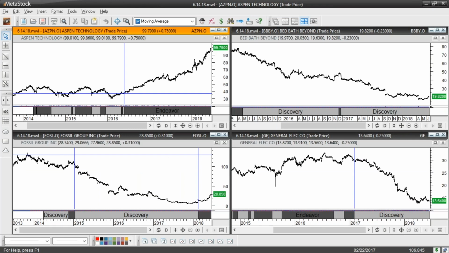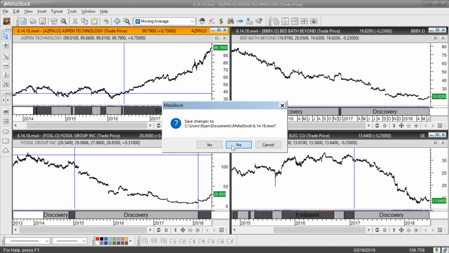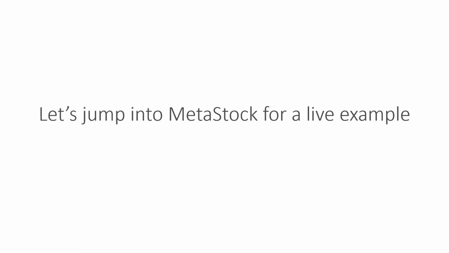Okay, so by now, I think you get the general point. When price is in Endeavor, it's likely to trend up, and when it's in discovery, it's likely to trend down or consolidate at its low. So I'll get rid of these charts. Don't want to save my changes. Let's jump back into Metastack.